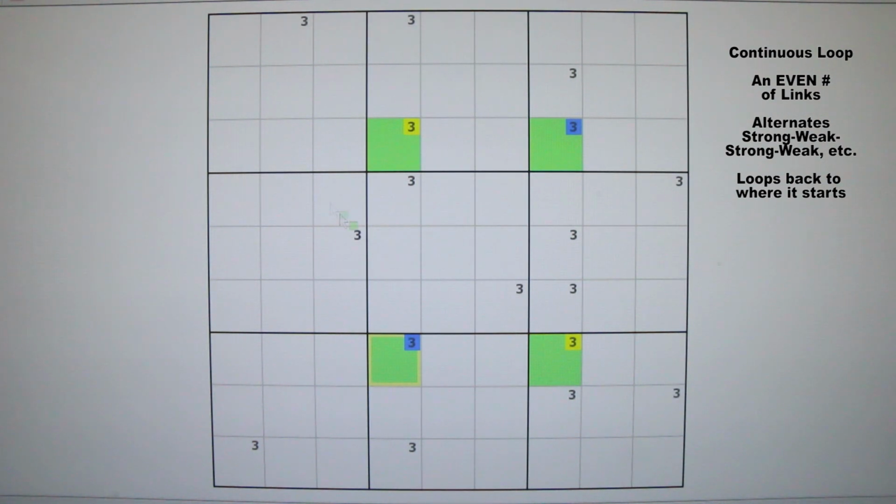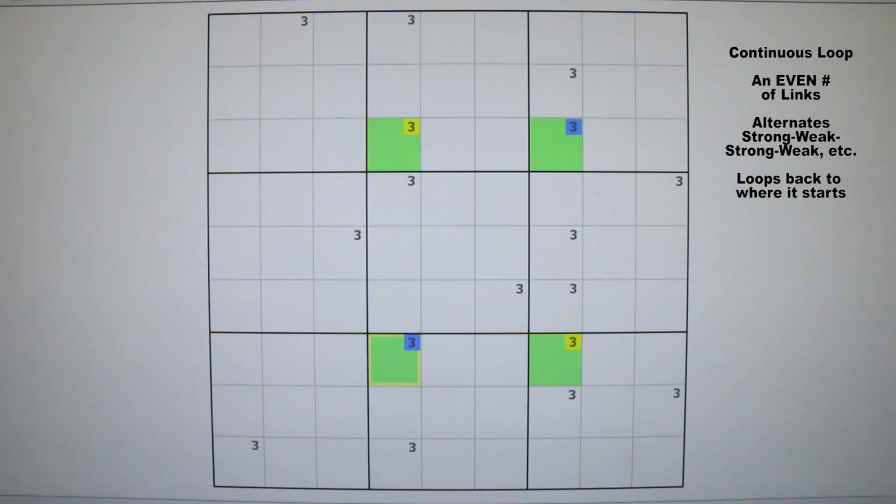And now let's start on this other 3 in row 3, this blue one up here in row 3, column 7. If we start there and say that one is false, then this yellow one is true. If the yellow one is true, the blue one down here is false. And if that one is false, the yellow one is true. And if that one is true, the blue one up here is false.